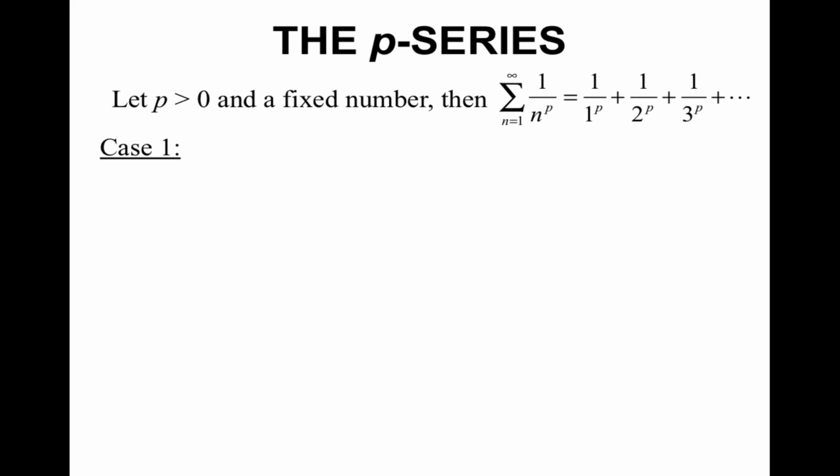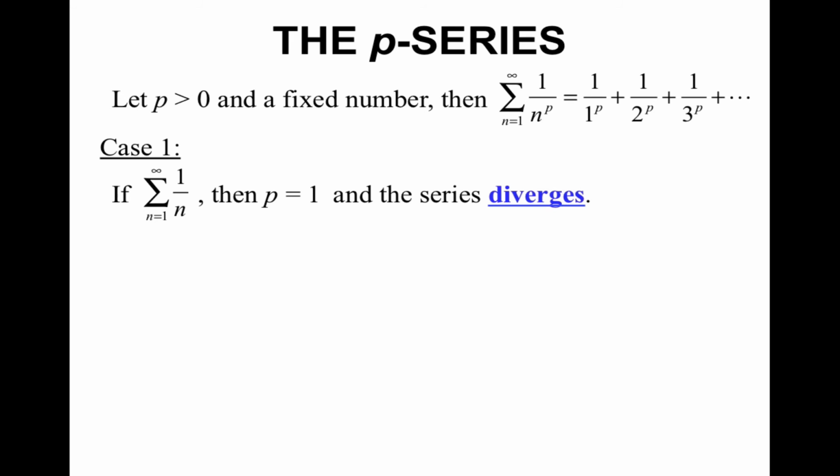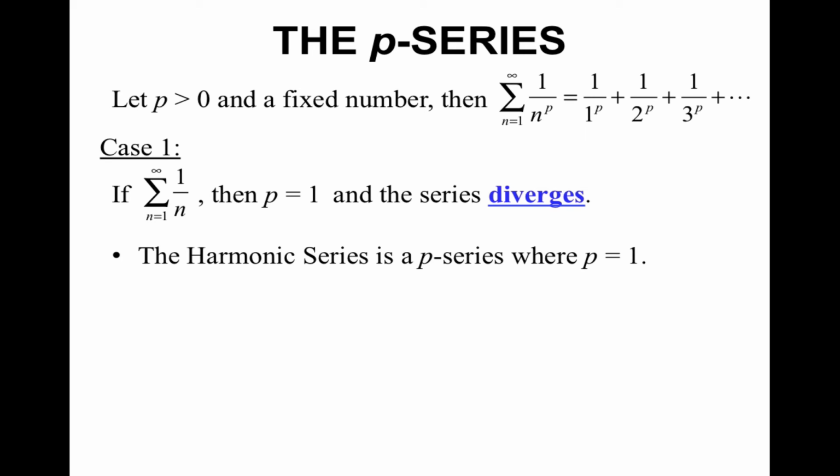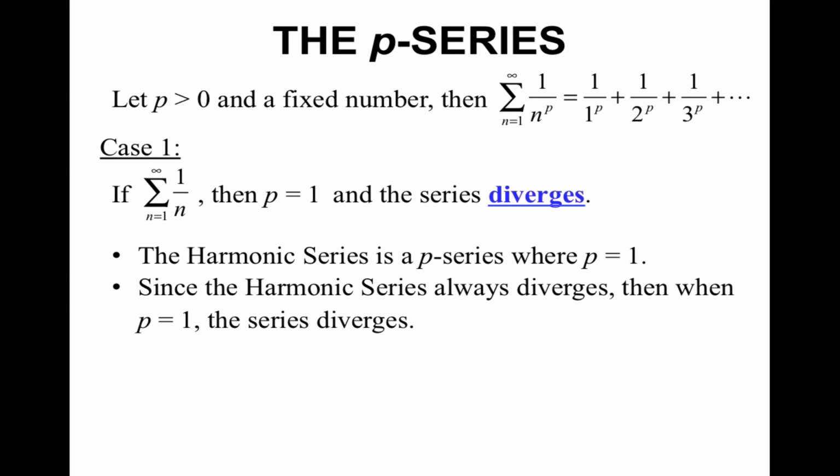So the first case is if we have the harmonic series, so basically when p equals 1, we know that this series diverges. And we know that this is the harmonic series, and basically the harmonic series is a p-series where p equals 1. And since the harmonic series always diverges, then when p equals 1, the series diverges.